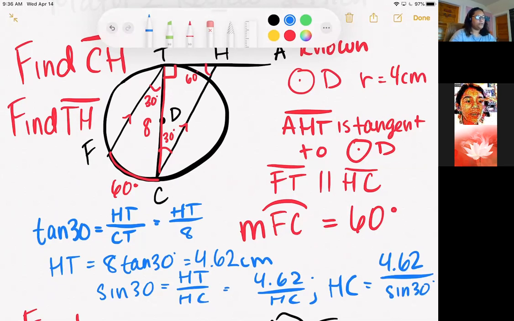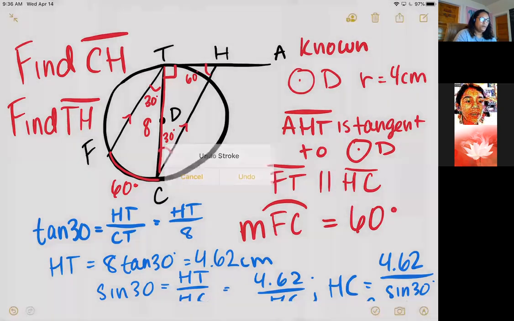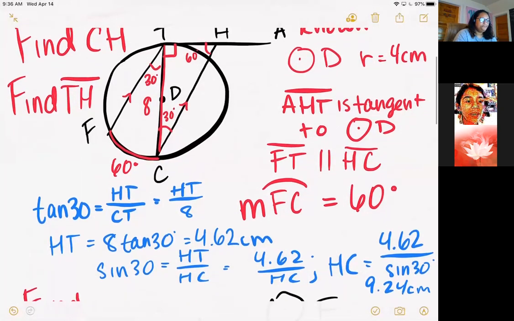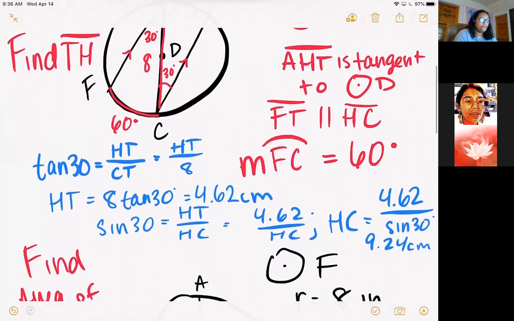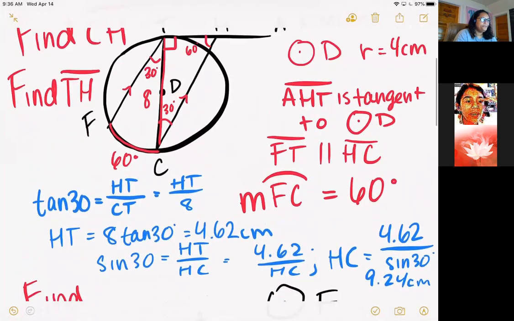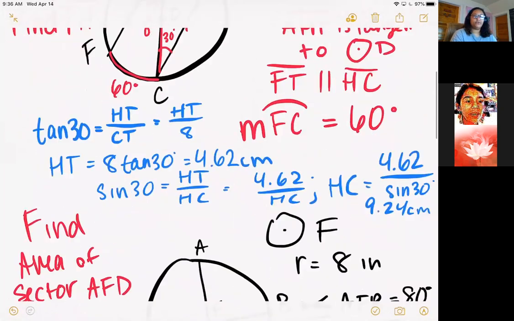So let's see what that answer is. I got 9.24. What about y'all? I got the same thing. Awesome. Great. One problem solved. Are there any questions on this problem that we just did? No? All right. Make sure to ask questions, y'all, if you're confused.